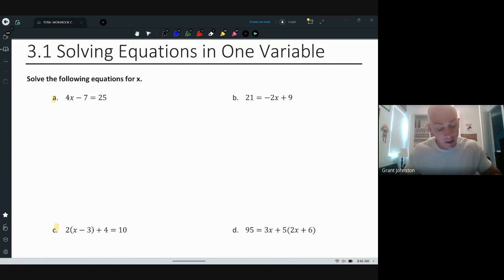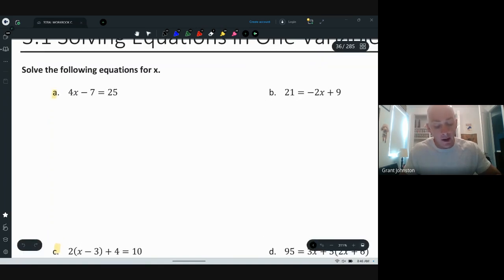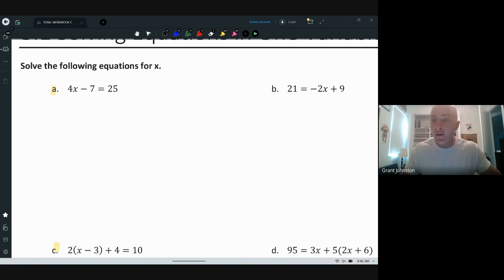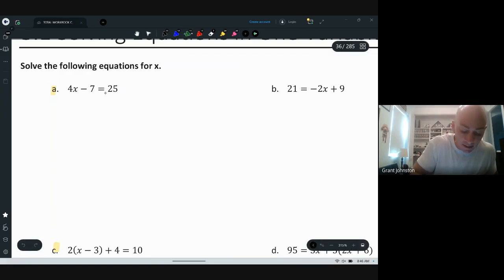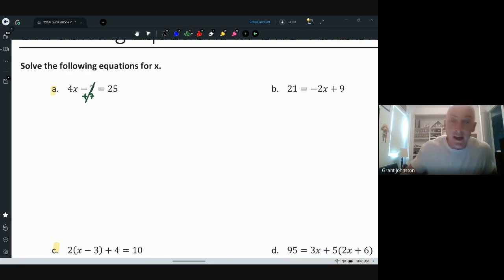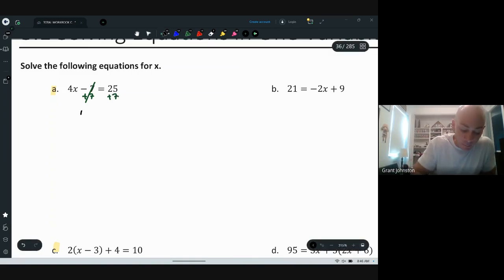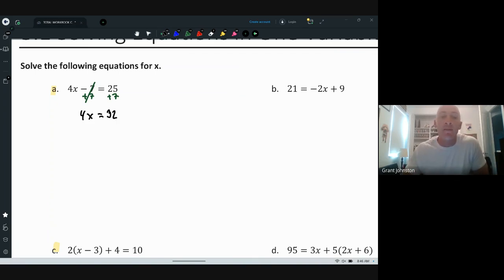So let's just jump in here. It says, solve the following equations for x. Letter A has 4x minus 7 equals 25. We're trying to isolate x, get x by itself. I see there's a minus 7, so I'm going to add 7 to cancel that out. If I add 7 on the left side of the equals, I need to add 7 on the right side as well, just to maintain that equality. So now I'm going to have 4x equals 32, because 25 plus 7 is 32.